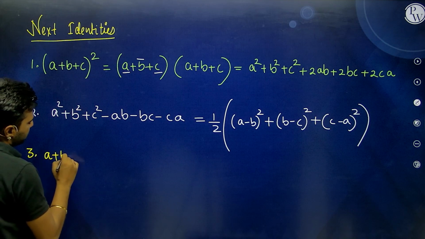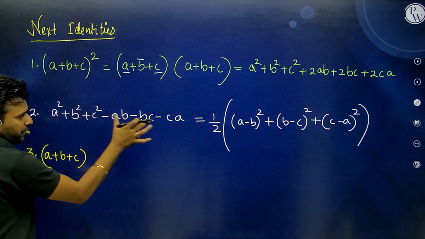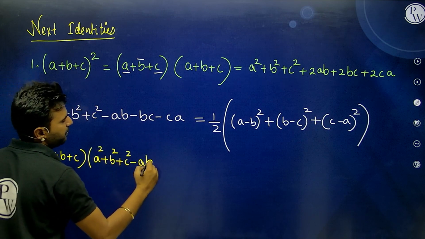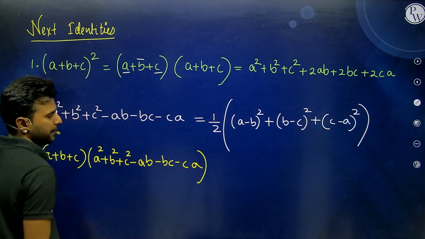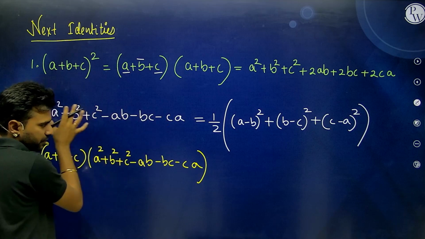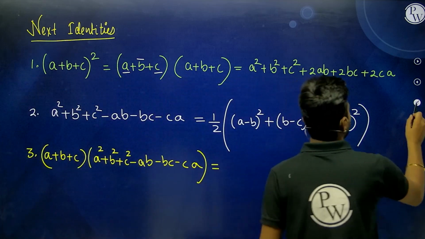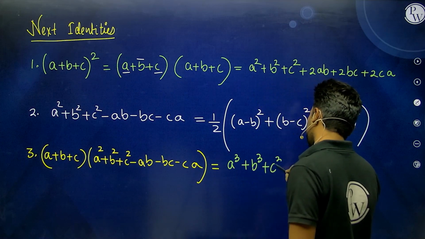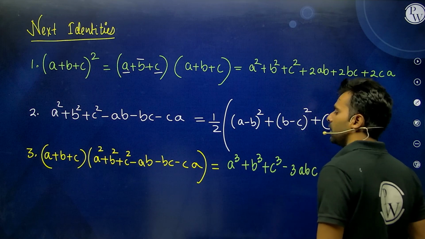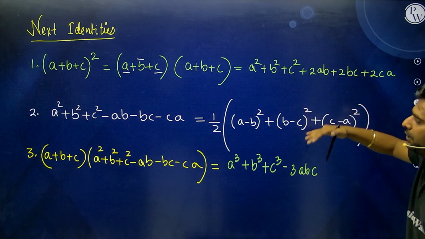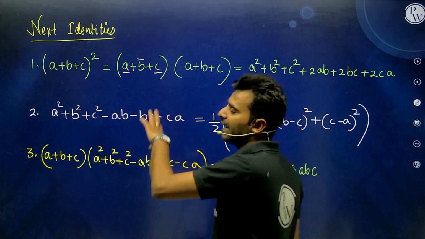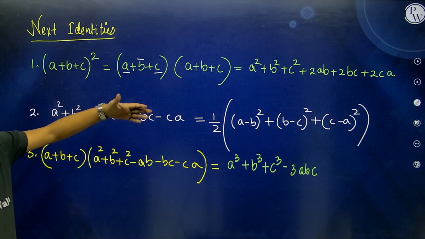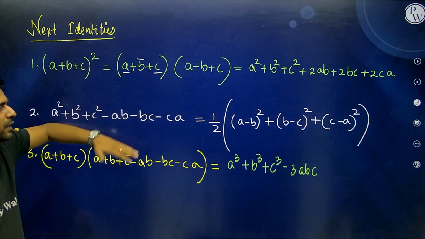A plus b plus c times this thing, a square plus b square plus c square minus ab minus bc minus ca. A plus b plus c times this thing is equal to a cube plus b cube plus c cube minus 3abc. You must remember all these three things. I think the majority of the guys already know about this first one, but you must remember these two things as well.